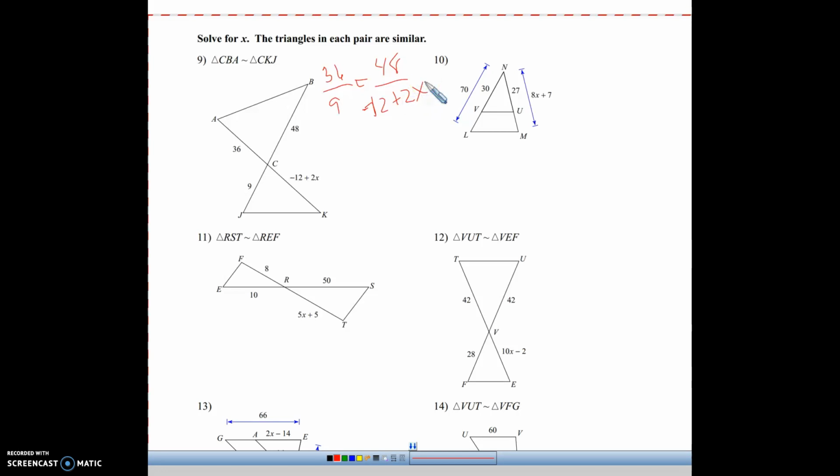So again, we are going to cross multiply here. We're working with some big numbers. 36 times negative 12 is negative 432, plus 72x equals, multiply 48 times 9, 432. So I'm going to add this 432 over. We get 72x equals 864. Divide both sides by 72. And x equals 12.